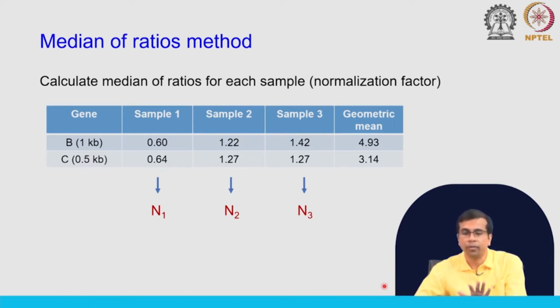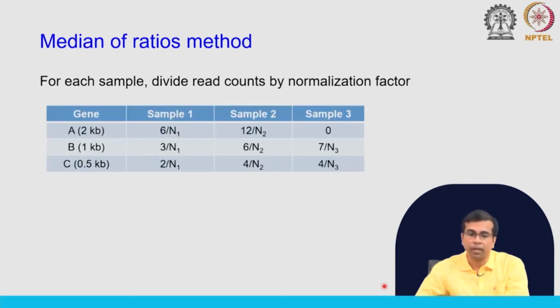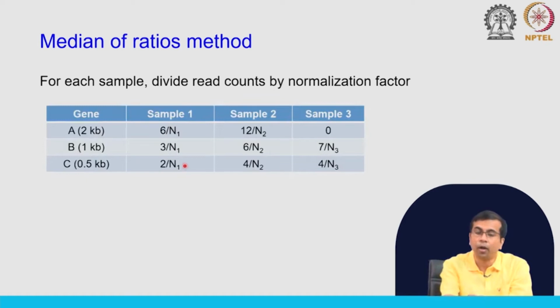So, we can now forget about this transformed table, and go back to the raw count data, and then divide by N1, N2 and N3. So, this is the next step: for each sample, divide read counts by the normalization factor. For sample 1 the normalization factor is N1, so we are dividing these counts by N1.